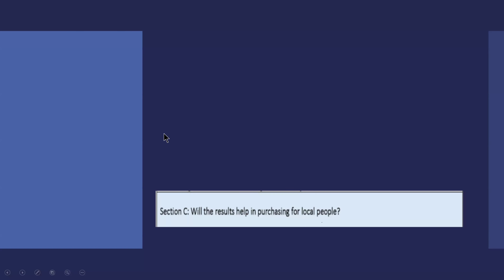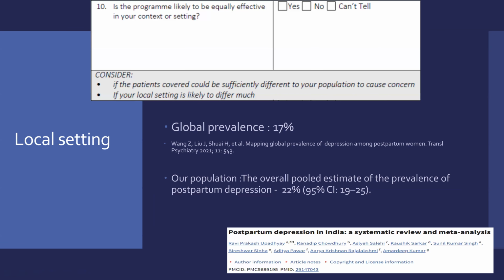Now coming to the third section, which is, will this help in purchasing for local people? Is it likely to be effective in your context of setting? So the global prevalence of postpartum depression is 17%. This is a study done in India which shows around 22%. Yes, that is a problem in our country. Is the local setting different?